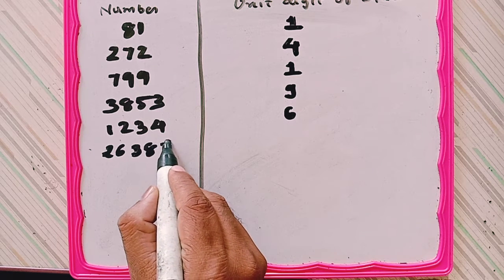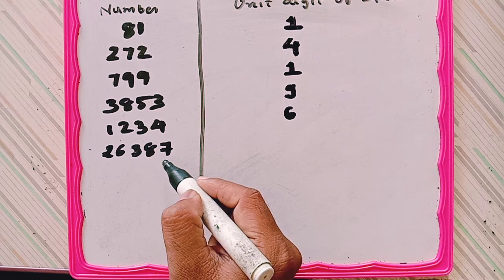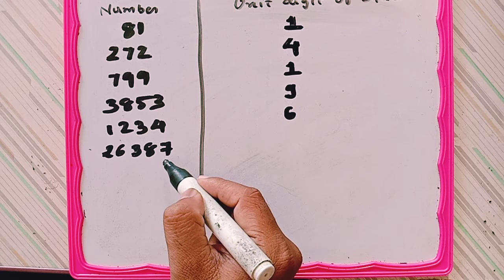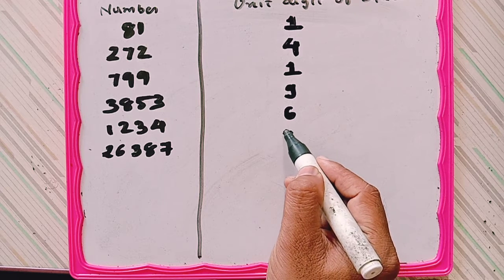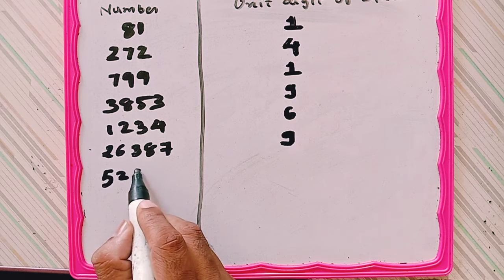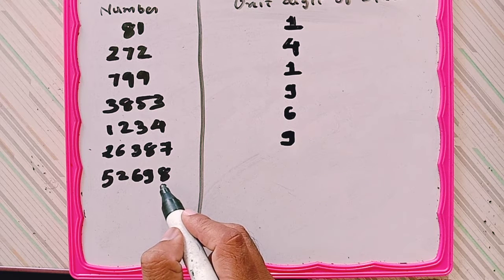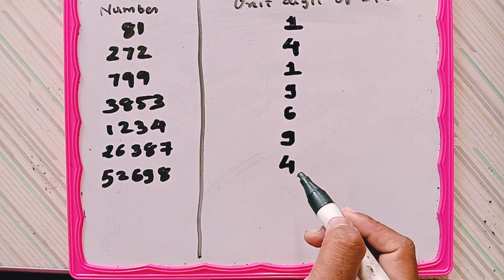26,387 has the last digit 7, and so the last digit of its perfect square will be 7 sevens are 49, so 9. 52,698: its last digit is 8, and so the last digit of its square will be 8 eights are 64, so 4.